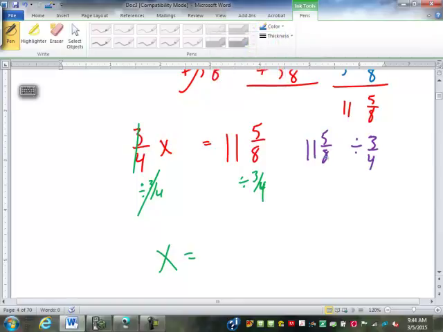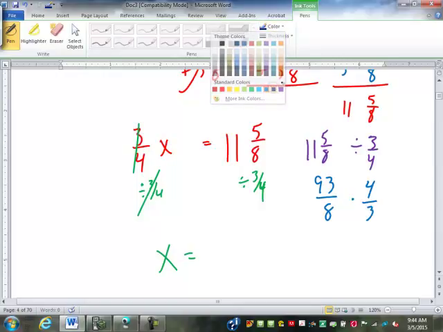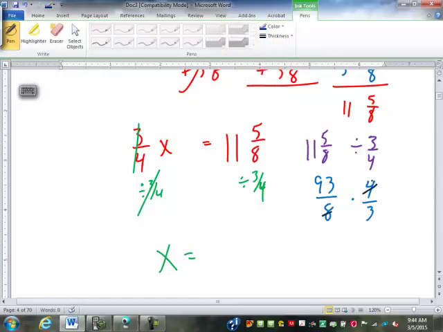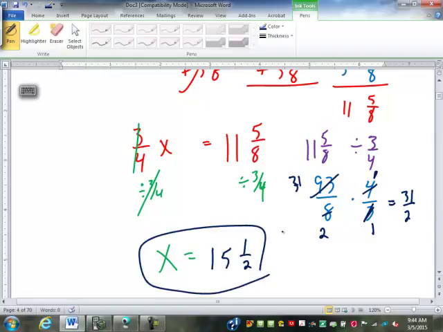So it's going to be 11 times 8 is 88, plus 5 is 93/8. And then it will be times 4 over 3. Now the 4 and the 8 cross cancel. They can be divided by 4 to give me 1 and 2. 93 and 3 cross cancel, divided by 3 to give me 1 and 31. So 31 times 1 is 31, 2 times 1 is 2. 31 over 2, otherwise known as 15 and 1/2.